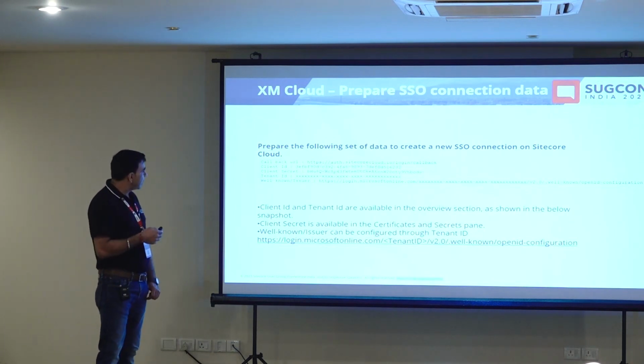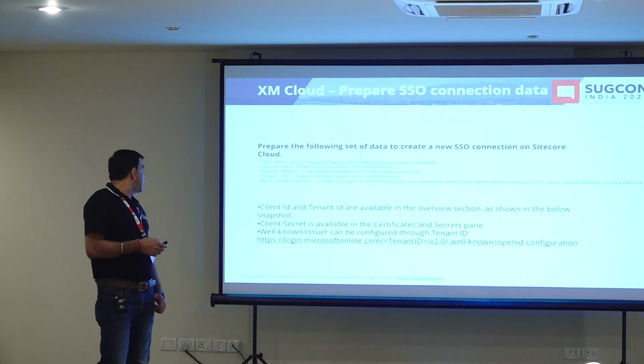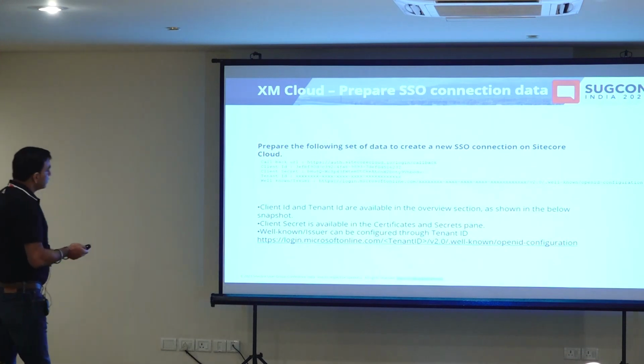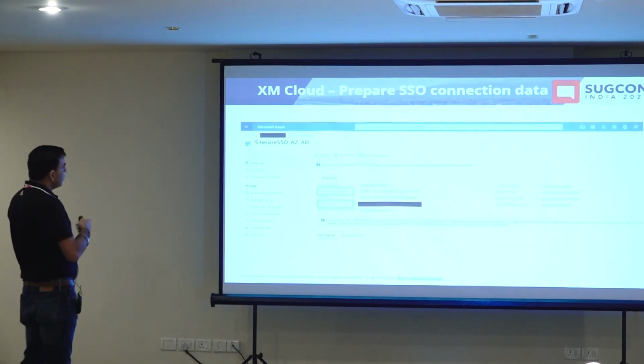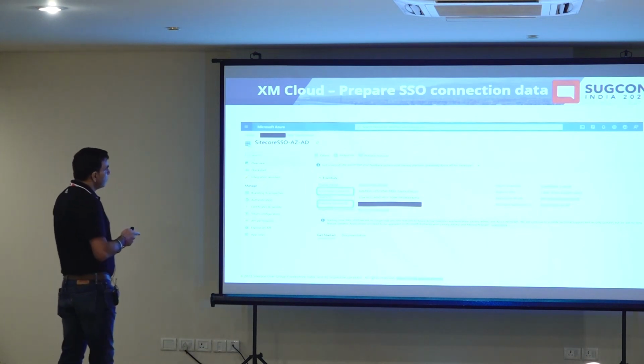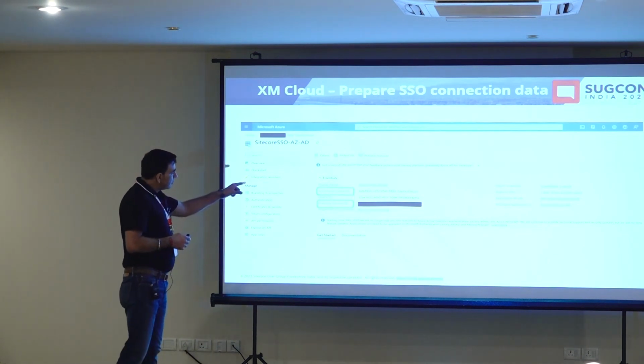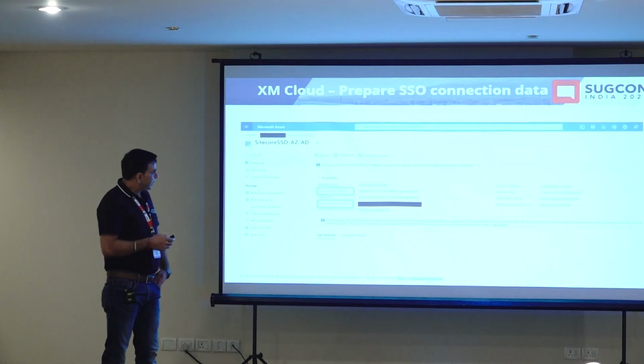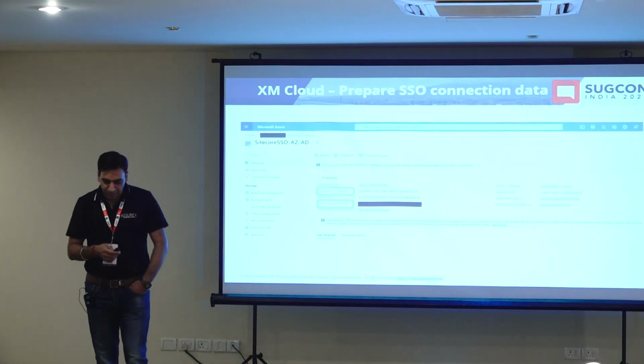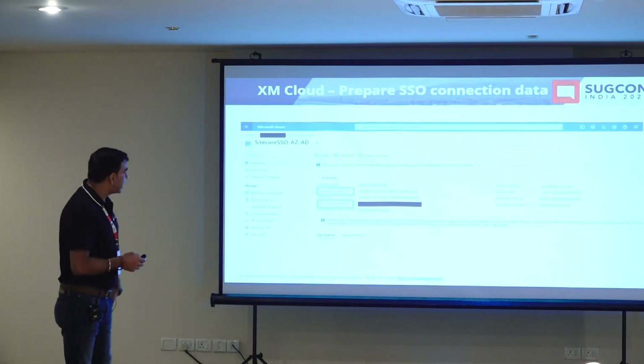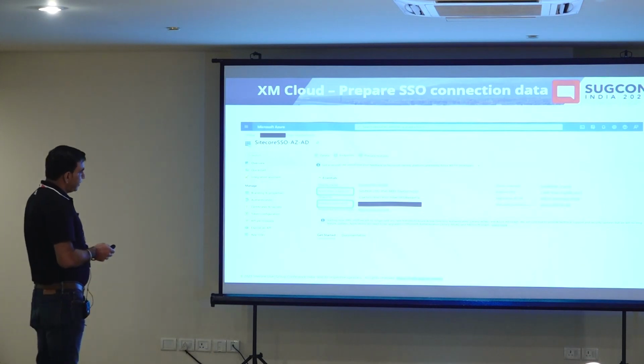Now the question arises, from where will I get the client ID and tenant ID? So if you land on your overview page by default, you will see your client ID and tenant ID. Due to security reasons, I have masked it, but here is the place where you will get your client ID and tenant ID.